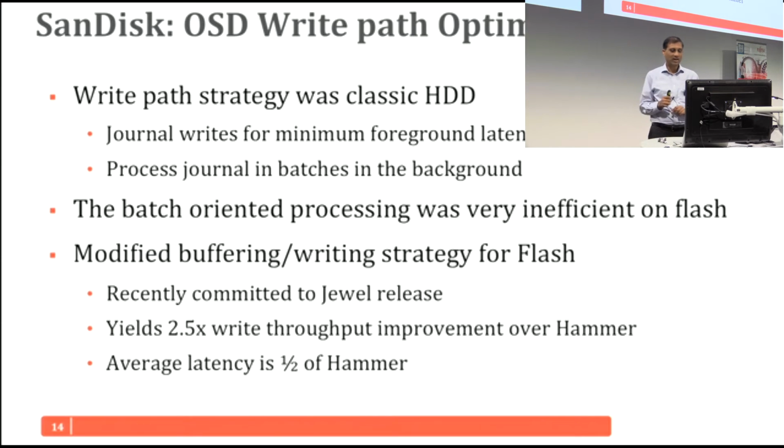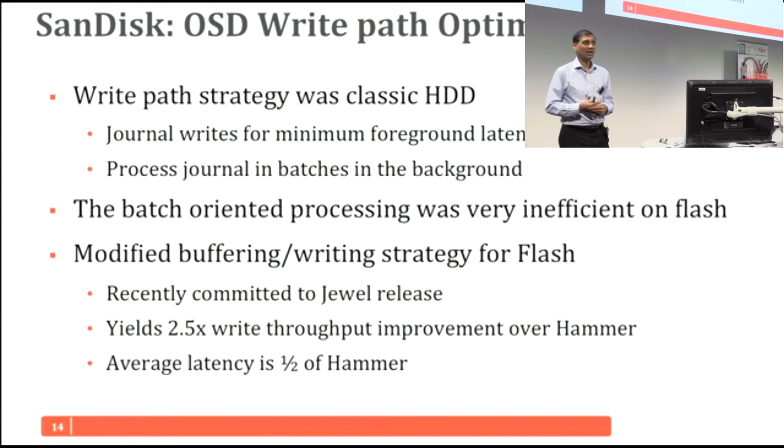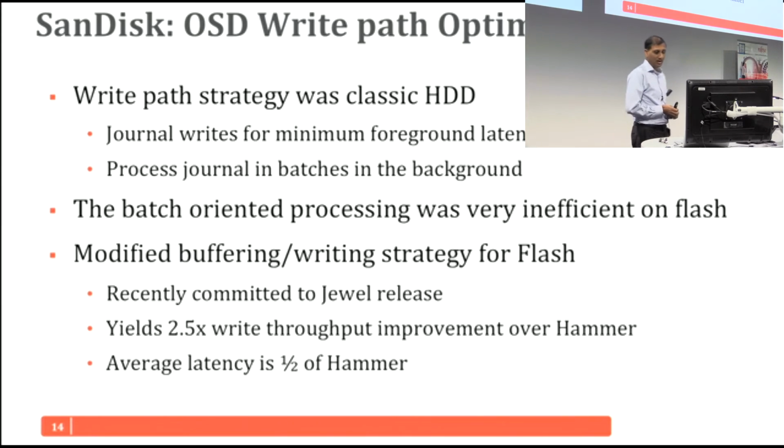One thing that we quickly figured out is that the writes, just as with the reads, are primarily designed for hard drives, and so the journals are used as a mechanism to address the latency issues. But there's a lot of batch processing happening in the background, and that is still a big constraint for the write performance. For flash, when you put it in all flash, that becomes a major issue.